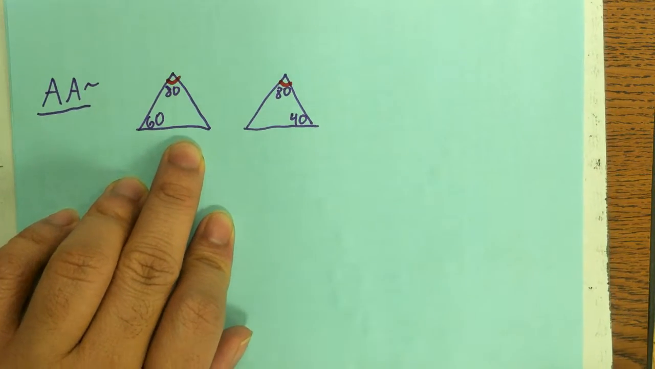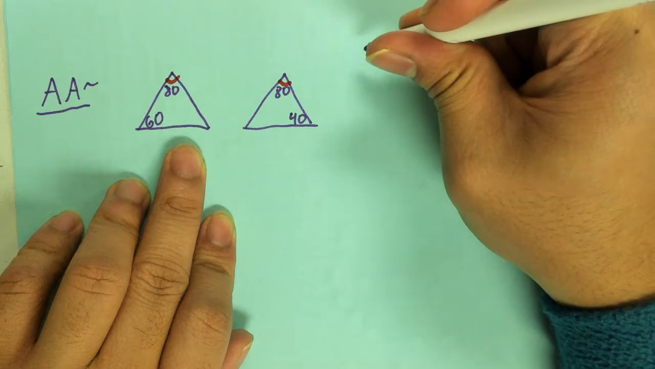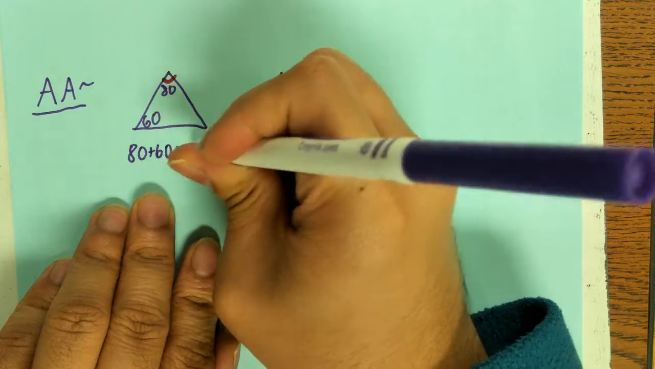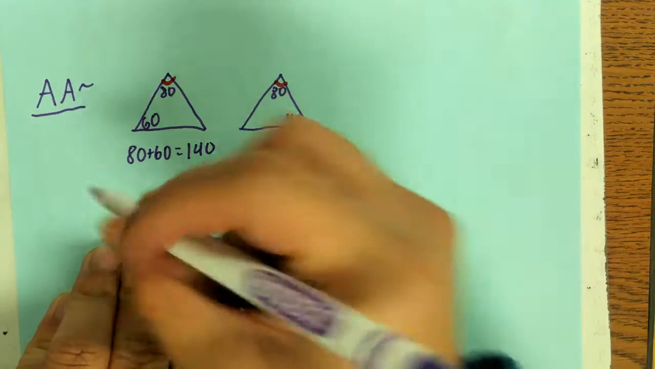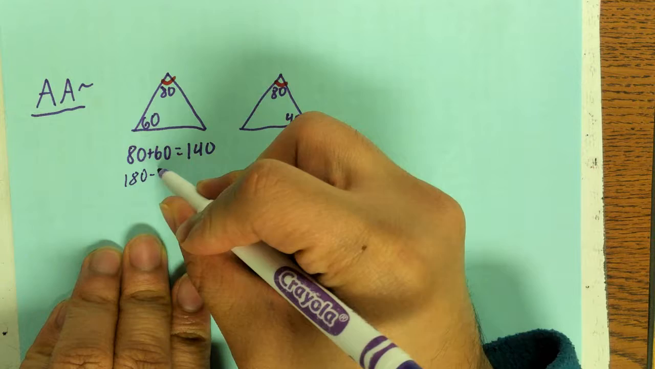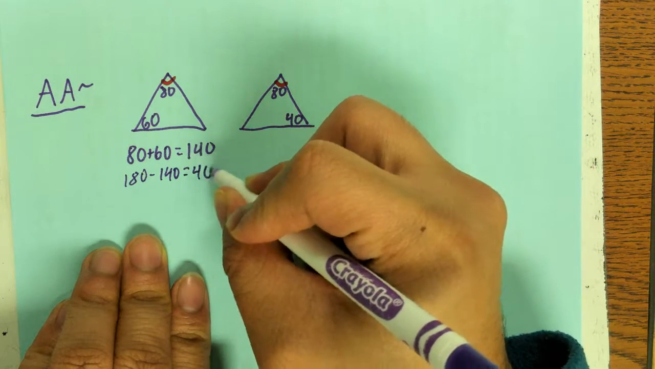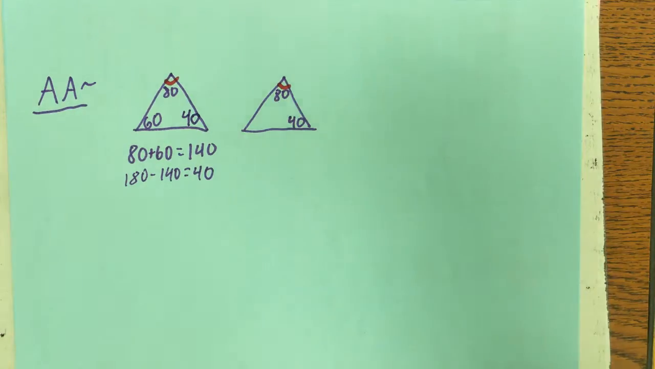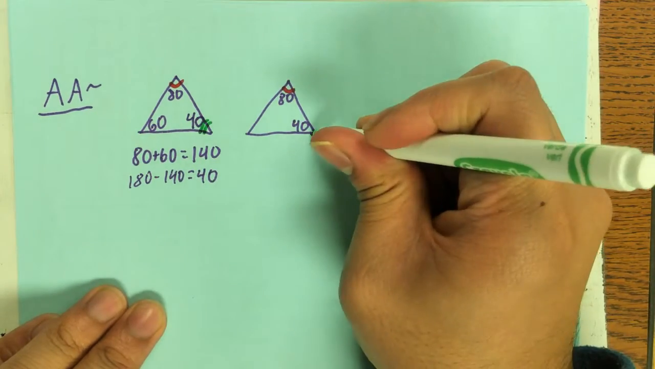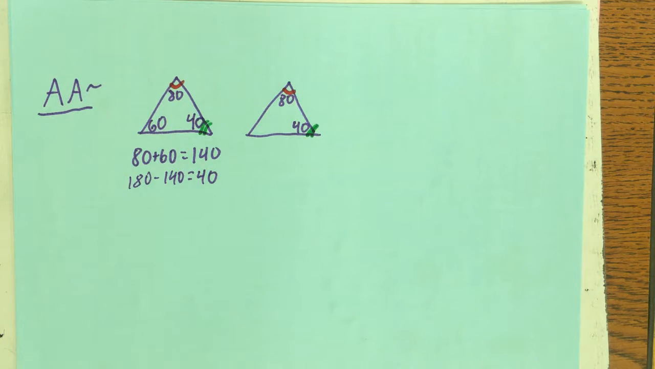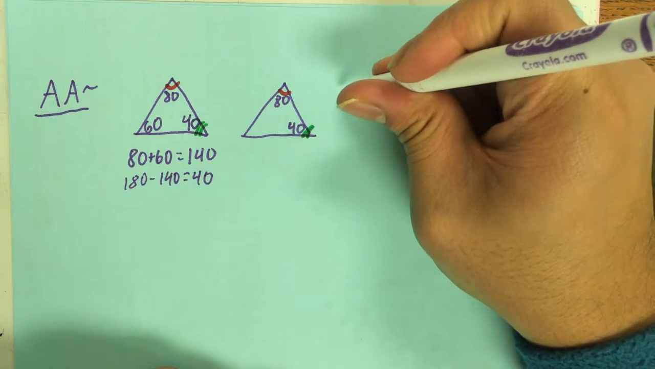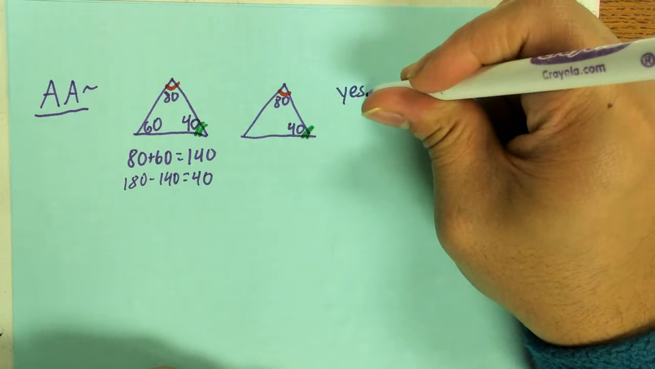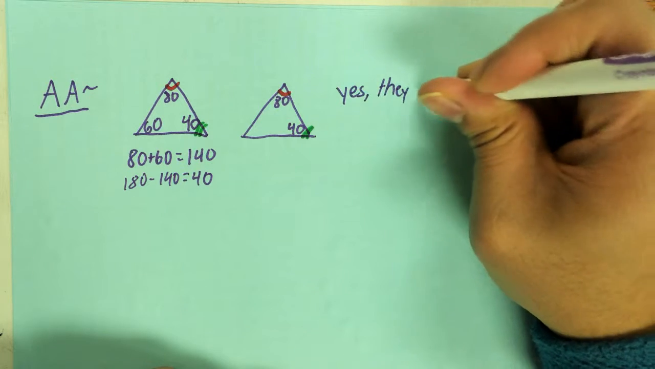However, we do know that all three angles of a triangle add up to 180. So what we can do is 80 plus 60, that's 140. Then 180 minus 140 to get that missing angle. So that's 40 degrees. So now we can see that this bottom angle is congruent with this bottom angle. And since we have two pairs of congruent angles, we can say they are similar.